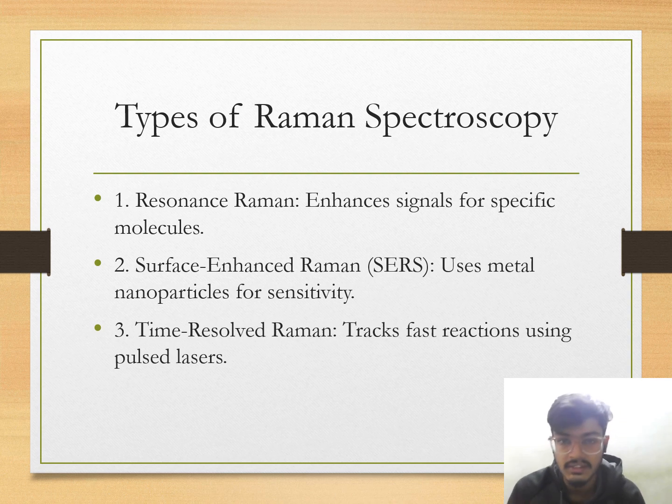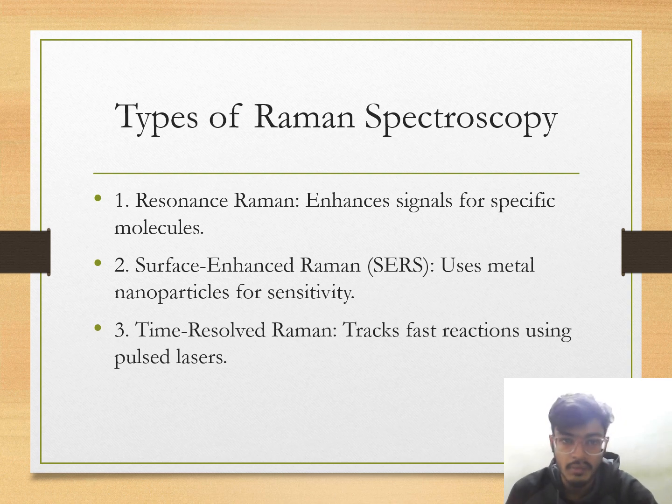And the second one is surface enhanced Raman, which is also called SERS. It uses metal nanoparticles for sensitivity, and this is enhanced by molecules adsorbed on rough metal surfaces like gold or silver, and it provides extremely high sensitivity down to single molecule detection, and it is widely used in chemical sensing and biosensing.